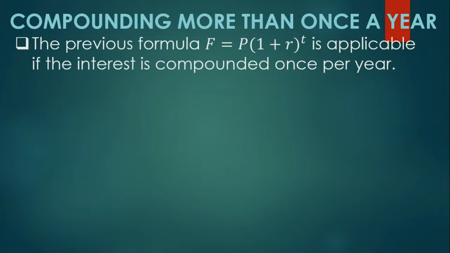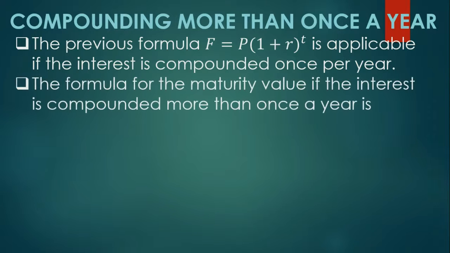So, the previous formula F is equal to P times 1 plus R raised to T is applicable only if the interest is compounded once per year. Everything will change kapag more than once a year na yung pagkuha natin ng compound interest. So, the formula for the maturity value if the interest is compounded more than once a year is F is equal to P times 1 plus R all over N raised to NT. So, as you can observe, parang dinerive lang siya or kinuha lang siya doon sa formula na nasa taas. So, yung R, dinivide lang natin siya kay N. Tapos yung value ni T, minultiply lang natin siya kay N.